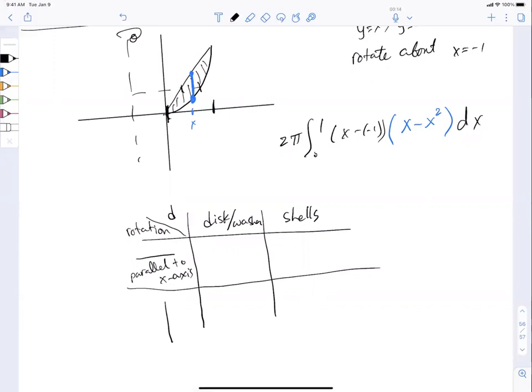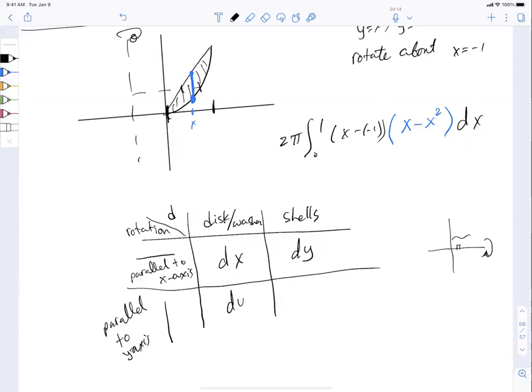in the disc washer method, your measure is going to be dx. But in the shells method, if you rotate about the x-axis, you actually have to do dy. If you rotate about something vertical, which is parallel to the y-axis, disc washer would be dy, shells method would be dx. So shells is always the flip.